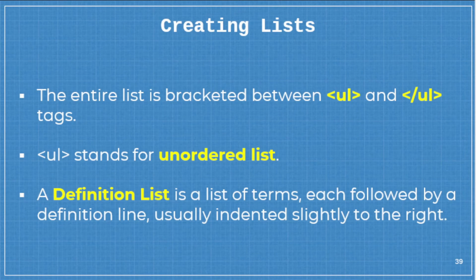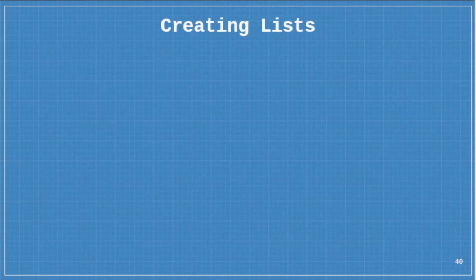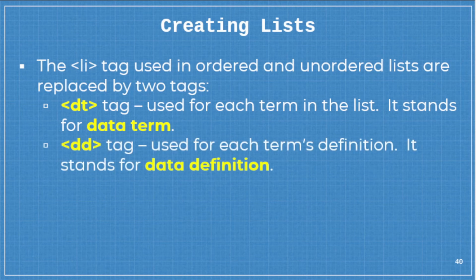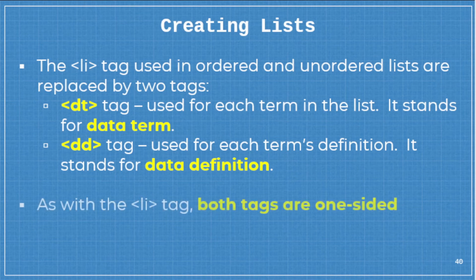Now the LI tag used in the ordered and unordered list is replaced by two tags. In the definition list, we don't use LI anymore, but we use DT, which is the shortcut for data term. And then we have the DD, which is the data definition. So there's no LI anymore. We use DT, what's the term? And then DD, what's the definition of that term? So DT is data term, DD is data definition.